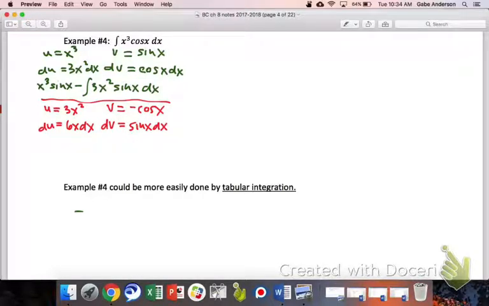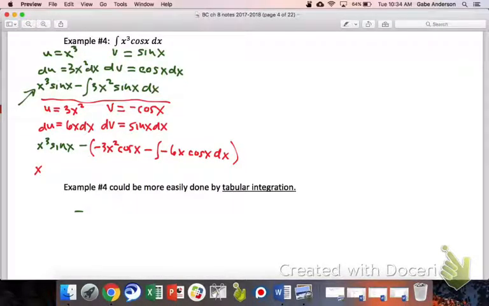And I'm going to try to keep track of all this by colors. So I'm going to write x cubed sine of x, that's from up here, minus, and then I'm going to write this other stuff in red. So I'm going to put it in parentheses. It's going to be minus ultraviolet voodoo, so it's going to be negative 3x squared cosine of x minus the integral of voodoo, so that would be negative 6x cosine of x dx. Does that make sense?